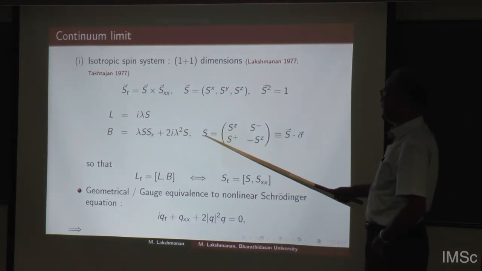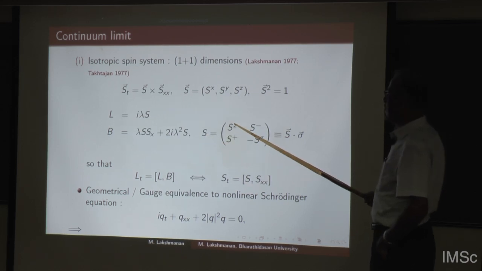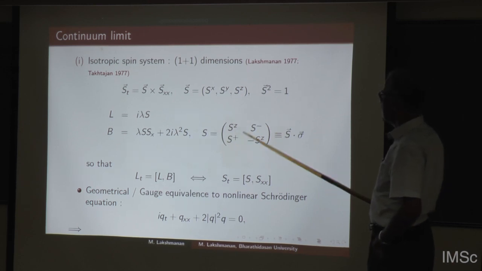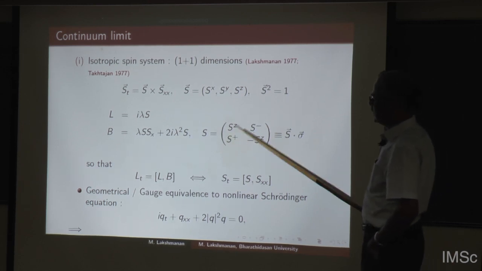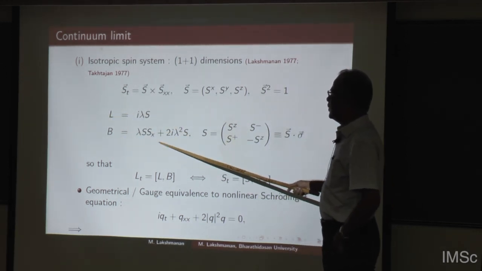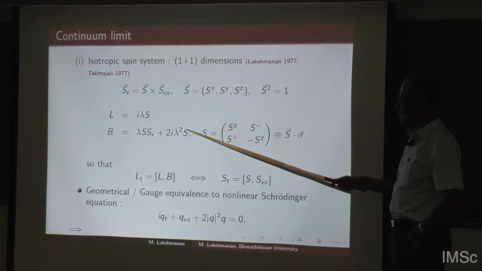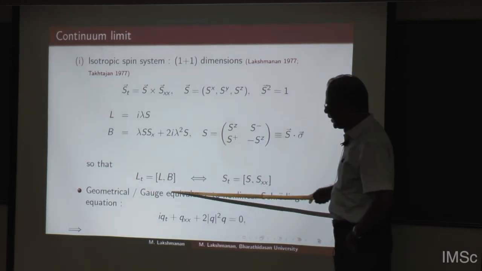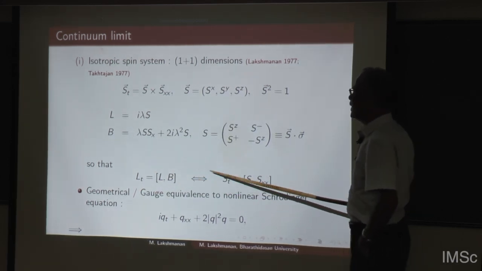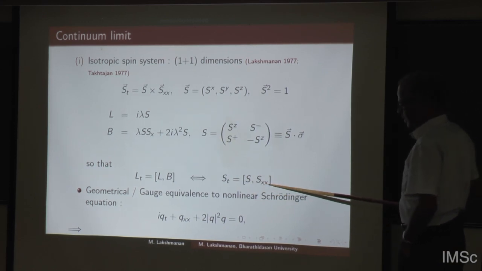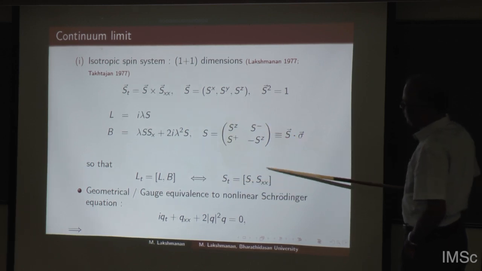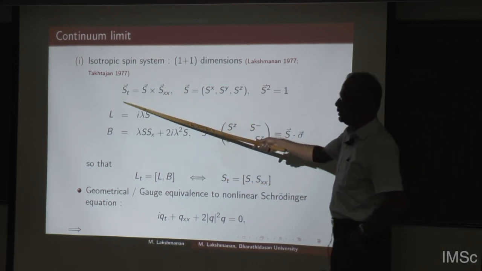So if you define a matrix S with the components of the spin, S_z and −S_z on the diagonal, and S⁺, S⁻, where S⁺ is S_x + iS_y, and so on. Then if you define the operator L = iλS and B = λS S_x + 2iλ², then this so-called Lax equation, L_t = [L, B], is equivalent to S_t = S S_xx. So this is the 2-component matrix form of this equation.